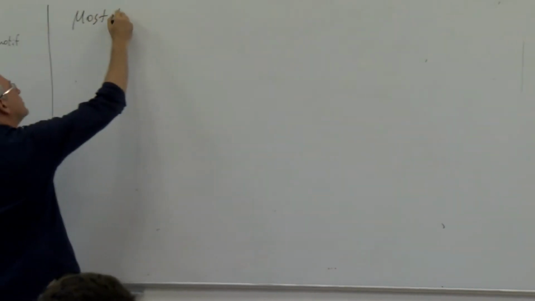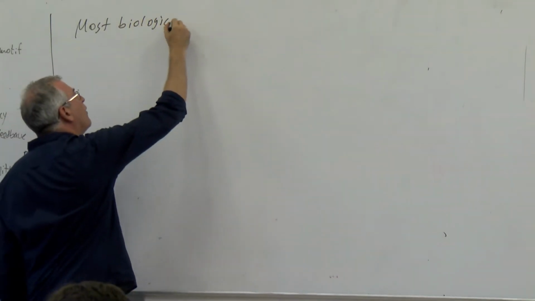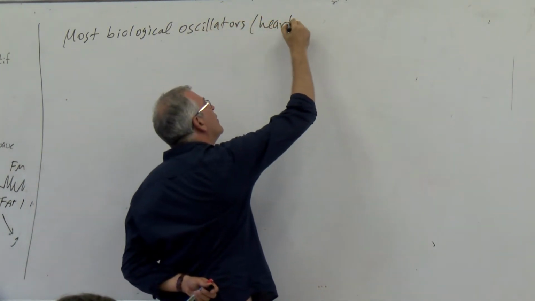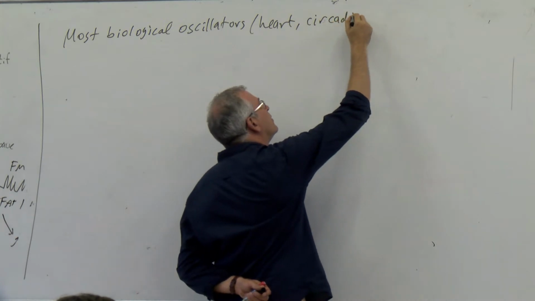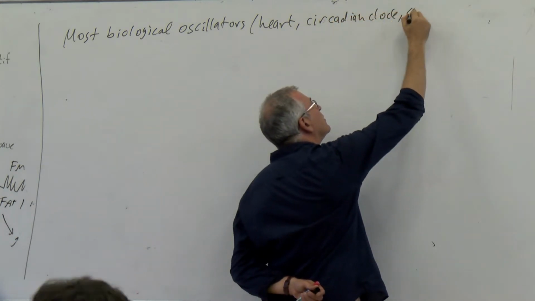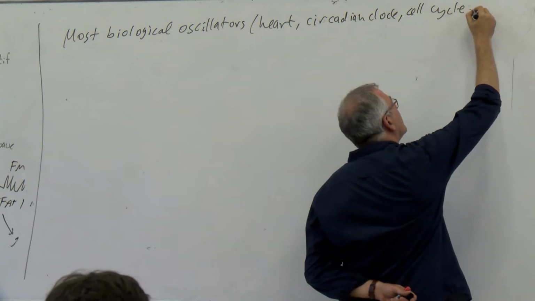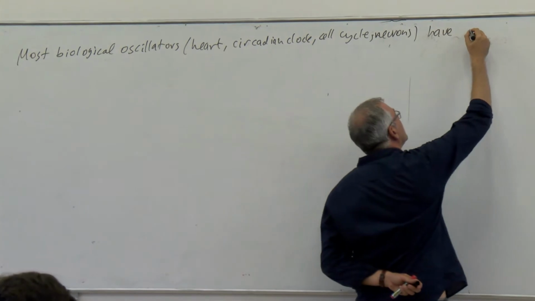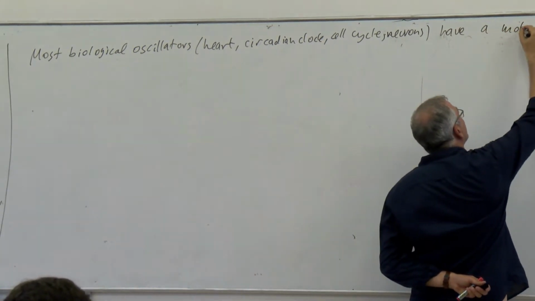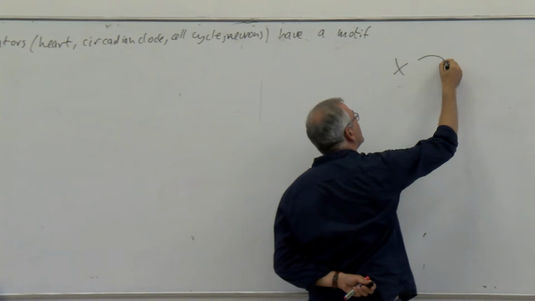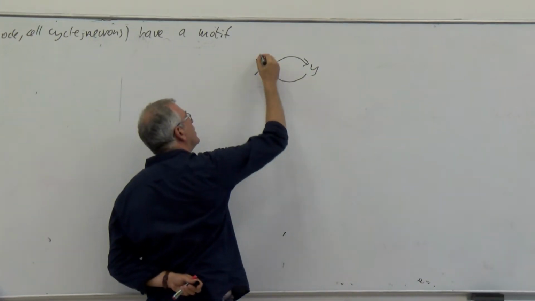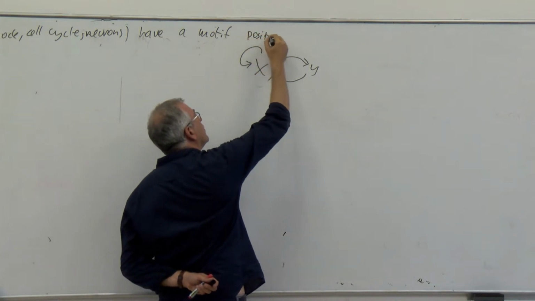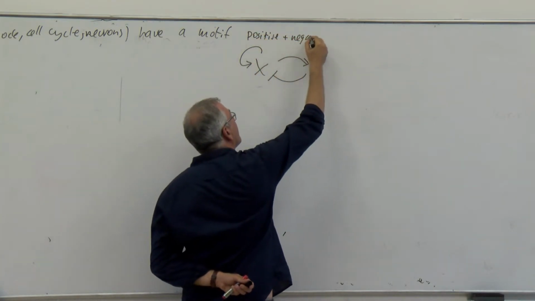Most biological oscillators, like in the heart, in the circadian clock, in the cell cycle, neurons, have a motif that is this motif. It's a negative feedback loop coupled to a positive autoregulation. So positive plus negative.